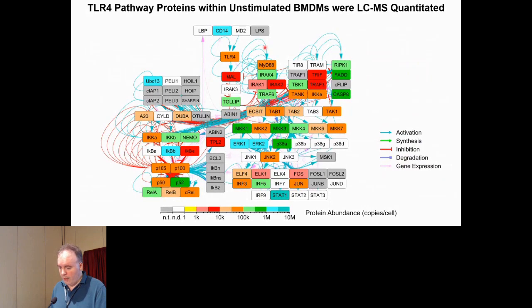This is the core TLR4 pathway. Here's TLR4. This side is basically the NF-kappa B side. This side is the MAP kinase side. The nodes in color, this indicates the molecule abundance in copies per BMDM. The nodes that are white are nodes that we targeted and attempted to quantify, but so far we've failed. The most likely reason is because these proteins are below the detection sensitivity threshold of our LCMS mass spec. And the nodes in gray are ones that we want to target, but we haven't done so yet, but we will.